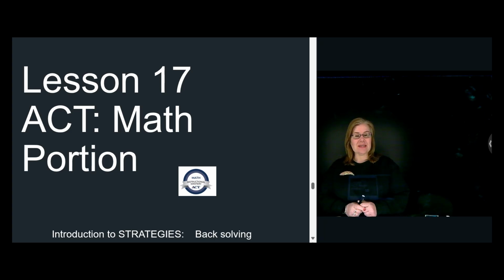We are on lesson 17, so let's go ahead and dive into it. We are looking at back solving. And Miss Killen, what is that? I'm going to show you. It's how we work backwards. So here we go.